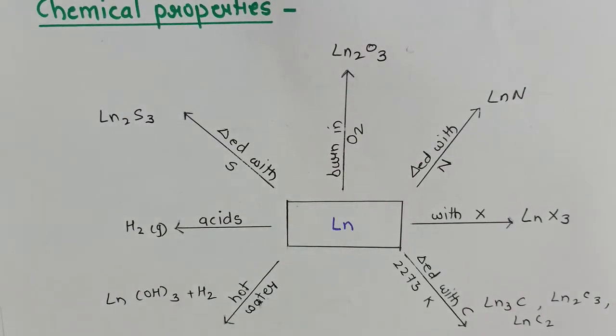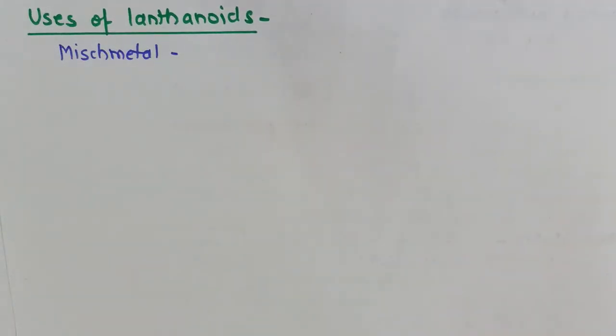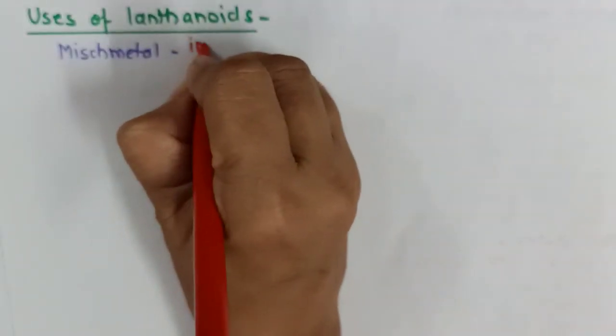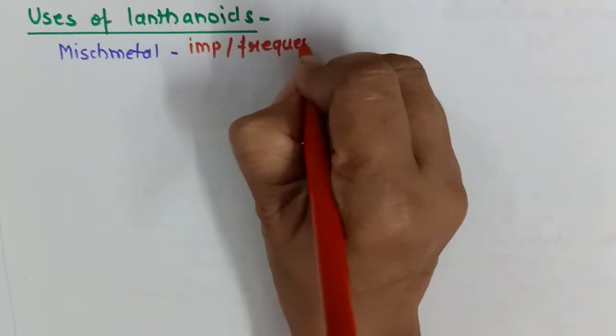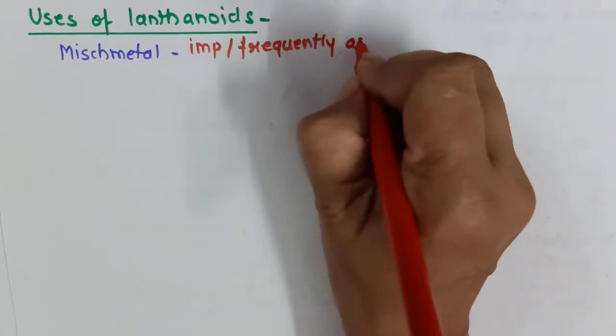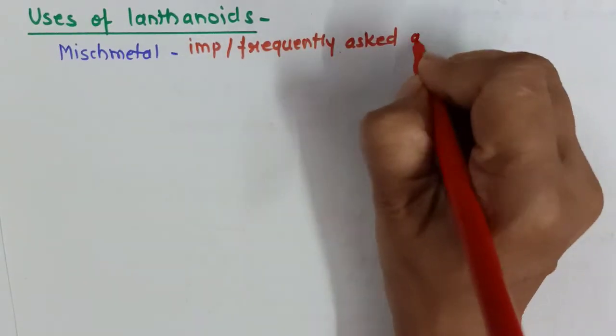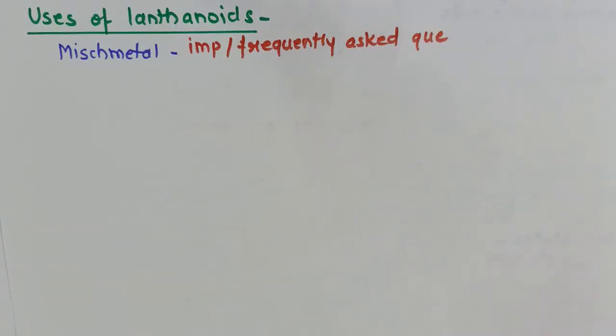Now the question is, why do we need to study these lanthanoid elements? Are there any uses of lanthanoids in daily life? So now let us see its uses. In the uses of lanthanoids, the most important use is mesh metal. Many a time asked question. Direct question. What is a mesh metal?